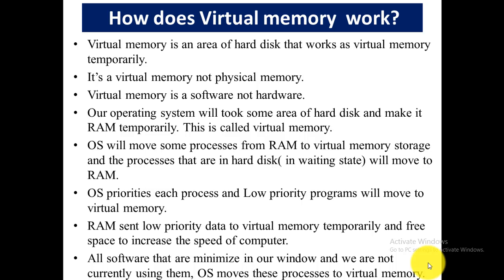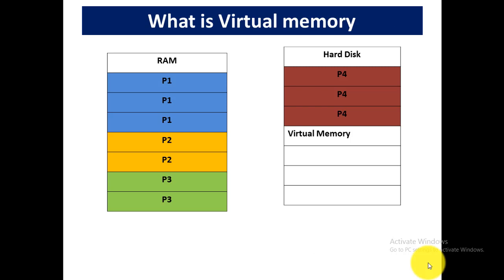Let's understand the concept of virtual memory with some graphics. As you can see in this picture, here is the RAM. In the RAM, there are three processes that are currently in use: P1, P2 and P3. P1 occupies 3 slots while P2 occupies 2 slots and P3 occupies 2 slots. It means that P1 is a heavier, bigger application than P2 and P3. So in this way the RAM is full.